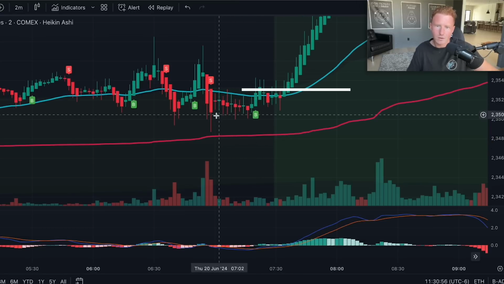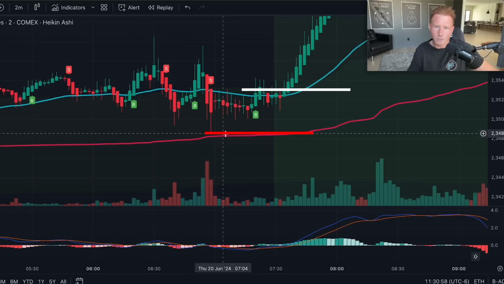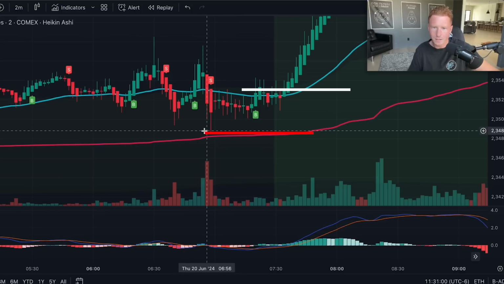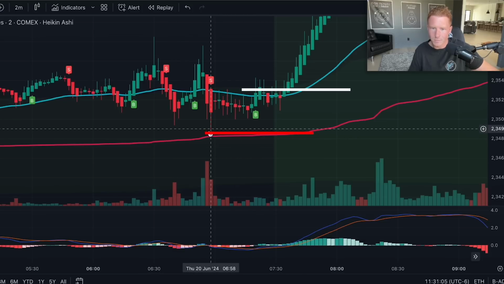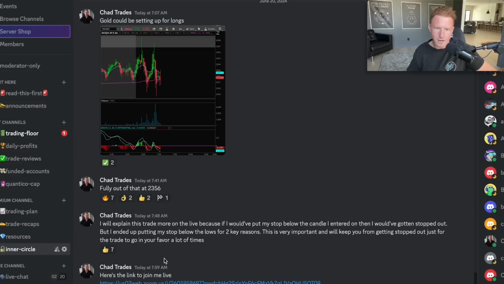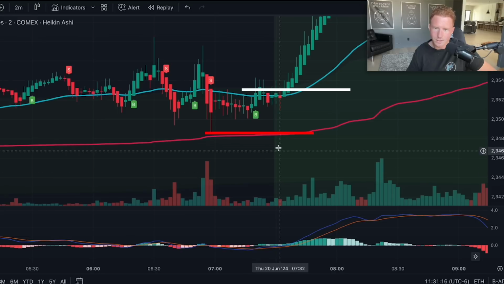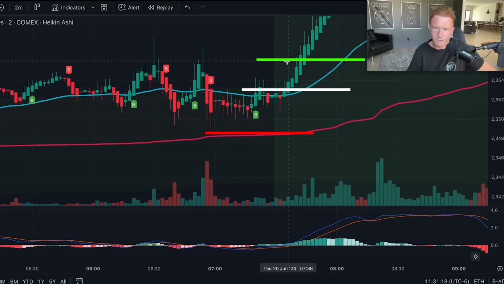And from here, I put my stop below the volume. Where all the volume kicked in, I want my stop loss to be down here. This will be protected since a bunch of buyers protected this before. And as you can see at 7:41, I got fully out of that at 23.56. So this is basically right here at 23.56.